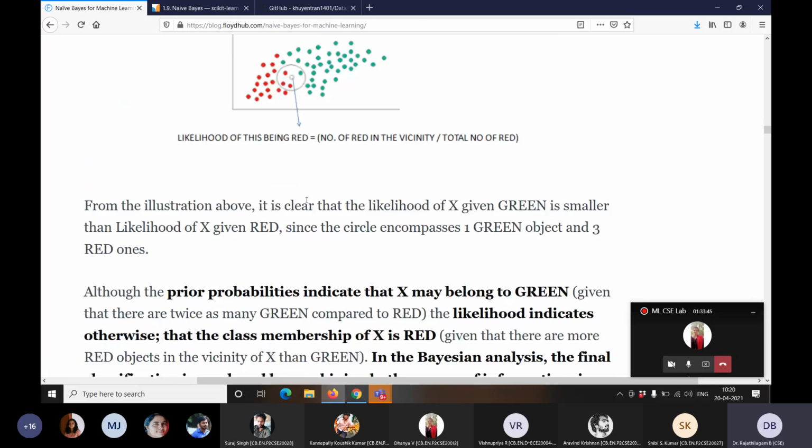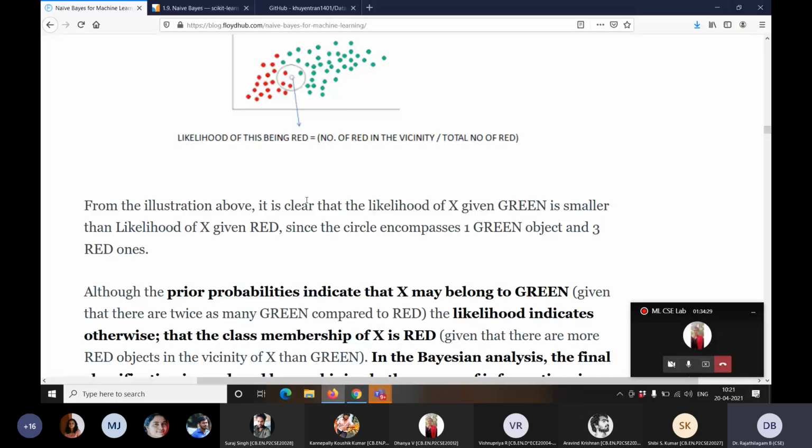So before the new data point even appears, what is it that you believe? It will be green mostly. Now once it appears, look at the neighborhood. This is called the likelihood. The likelihood of X, what you see here in this example, the likelihood of this one being red is the number of red in the vicinity divided by the total number of red. The likelihood of this being green is the number of green divided by the total number of green. This is a totally different calculation.